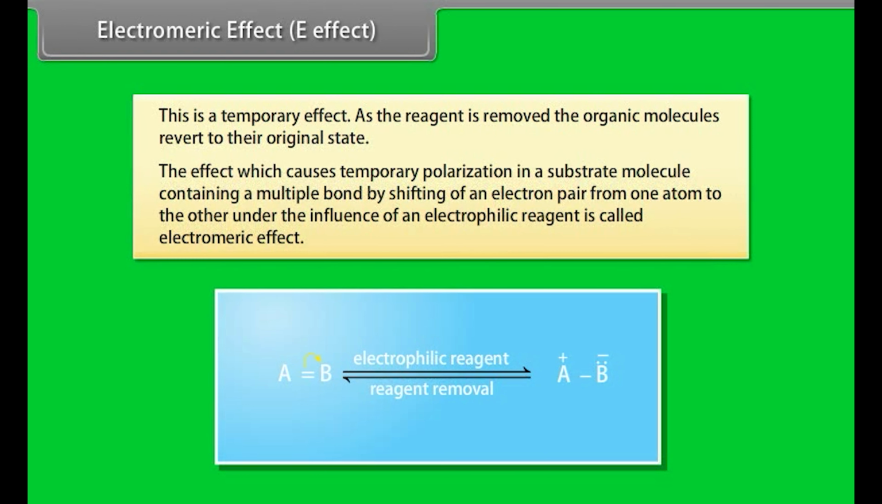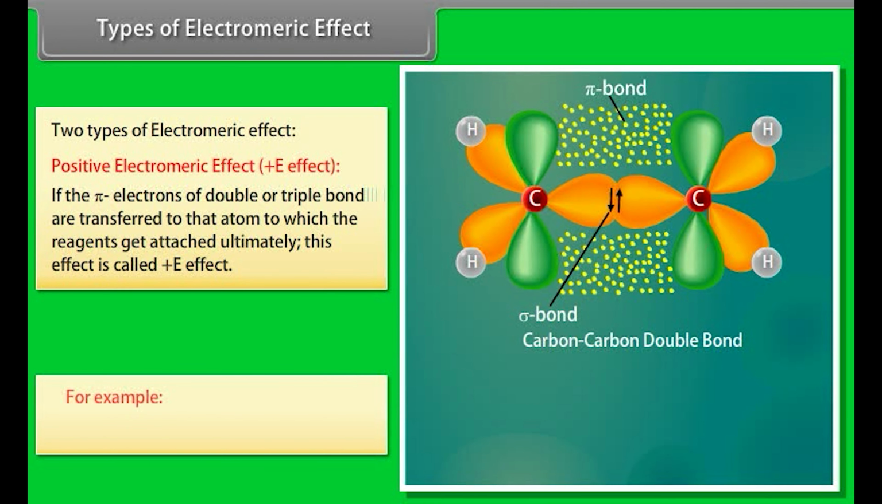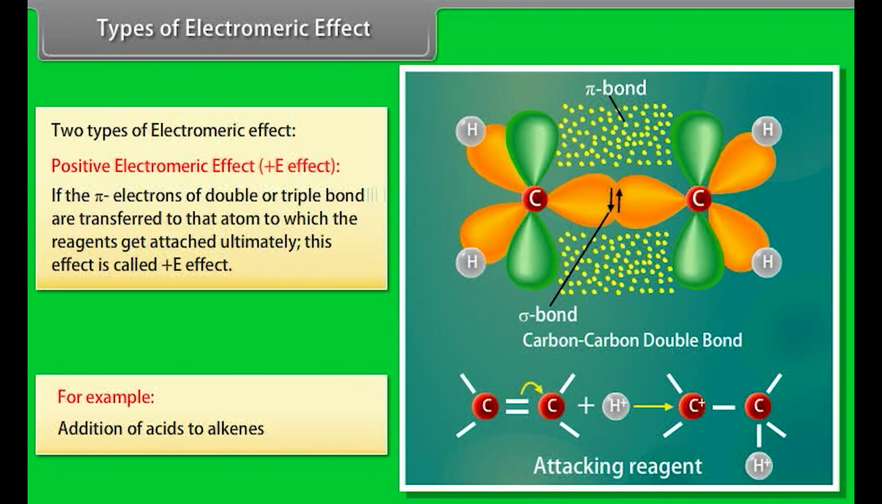The effect which causes temporary polarization in a substrate molecule containing a multiple bond by shifting of an electron pair from one atom to the other under the influence of an electrophilic reagent is called electromeric effect. Types of electromeric effect. Two types: positive electromeric effect, positive E effect. If the pi electrons of the double or triple bond are transferred to that atom to which the reagent ultimately gets attached, this effect is called positive E effect. For example, addition of acids to alkenes.